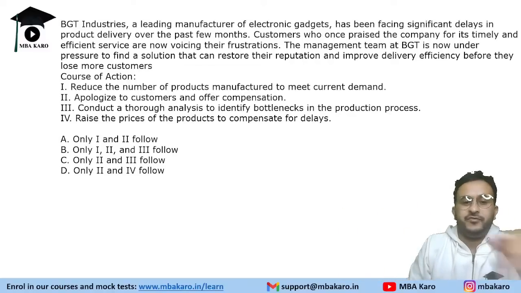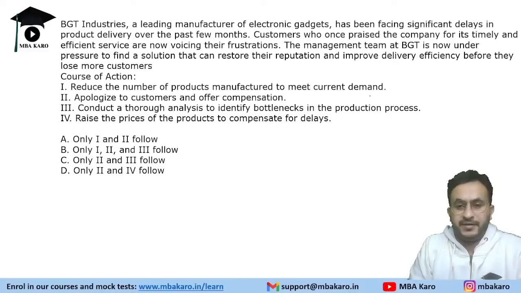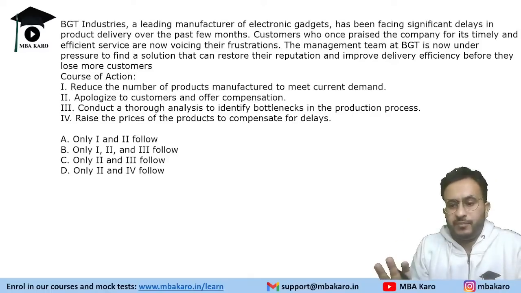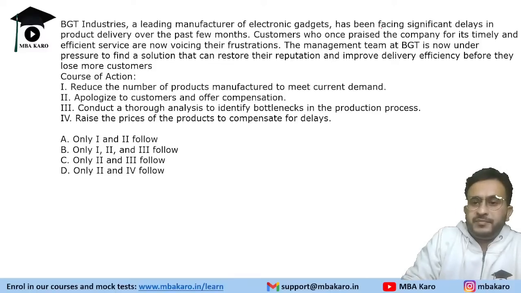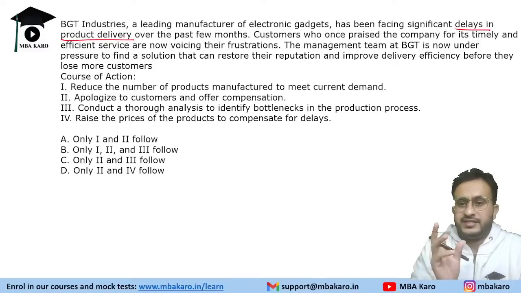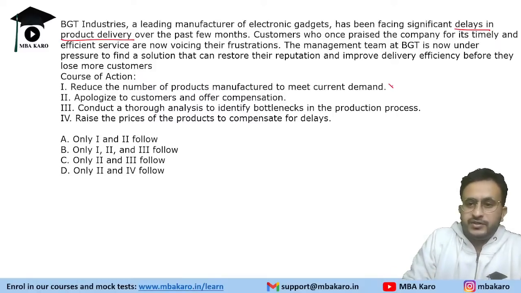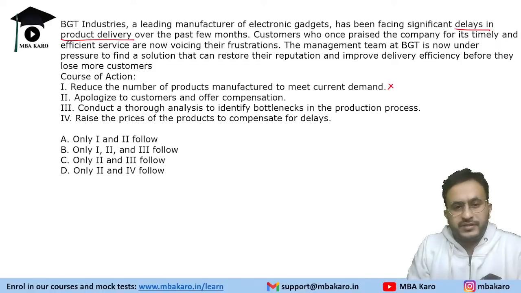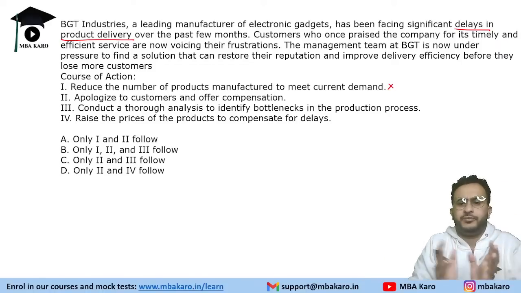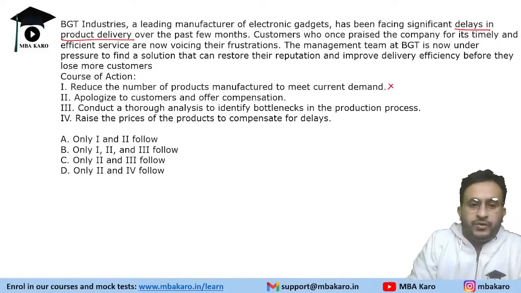All right, now let's focus on the question. See, first says that reduce the number of products manufactured to meet current demand, right? So, see, a course of action should relate to the problem. What is the problem? The problem is delay in product delivery, right? There is delay in product delivery. It is not about the demand thing, right? So this is not the proper course of action. ठीक है, डिले हो रहा है, डिमांड ऐसा तो नहीं हो रहा कि प्रोडक्ट कम बन रहा है, डिमांड डिले इज द इश्यू, राइट? Okay.